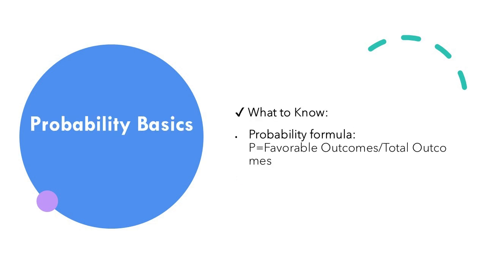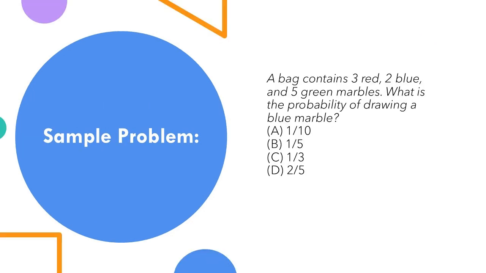Let's keep going. Probability basics. Probability is all about figuring out the likelihood of something happening. The formula is simple: P equals favorable outcomes over total outcomes. Let's look at a quick example. Say you have a bag of marbles with 3 red, 2 blue, and 5 green. If you reach in and randomly pull one out, what's the probability it's blue?